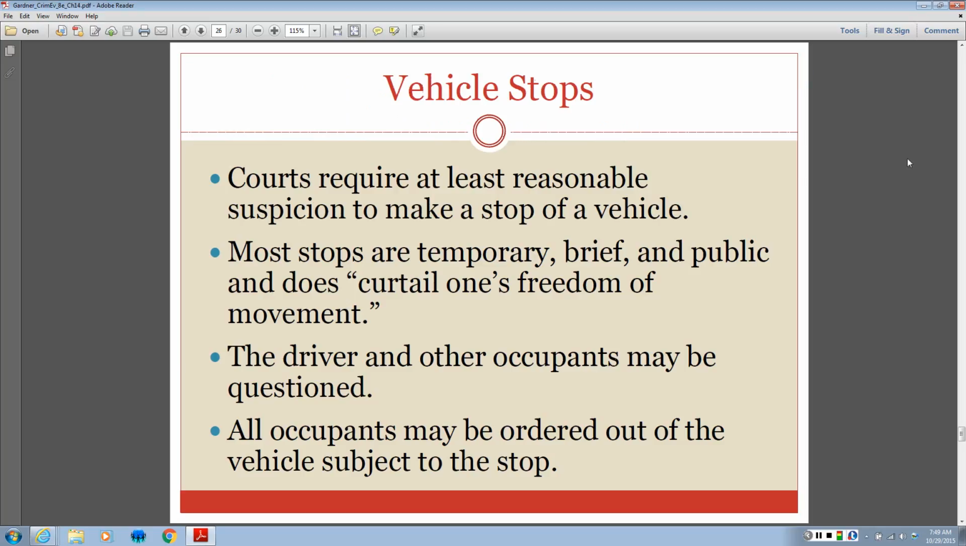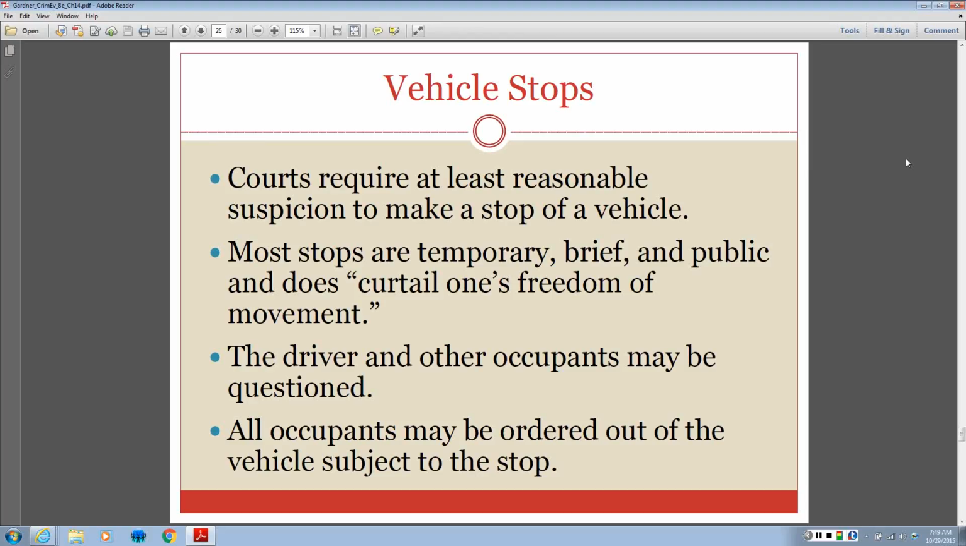Vehicle stops. I already told you that you could do a vehicle stop based on reasonable suspicion. That's also a Terry stop. You do not have to have probable cause to stop a vehicle. Many people get this confused and think, well, he didn't have probable cause to stop me. You don't have to have probable cause for the police to stop you. You just have to have that reasonable suspicion. And the reason is that typically most vehicle stops are brief. They're limited in scope and duration, and the officer has an investigative question in his mind that he needs answered.